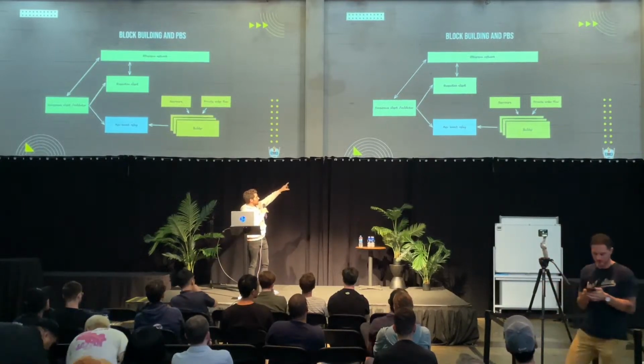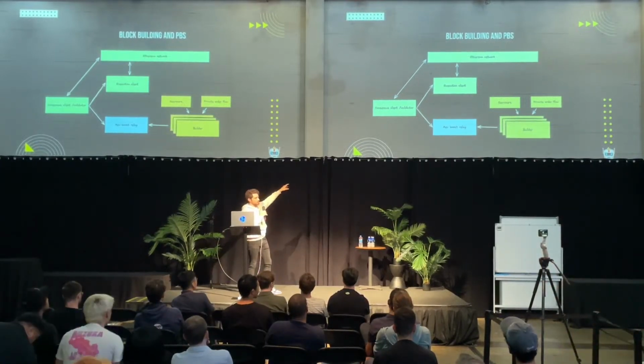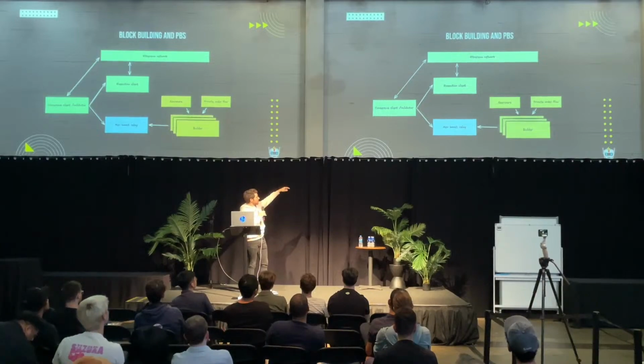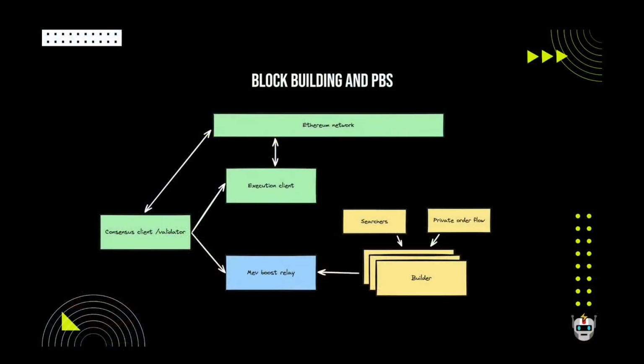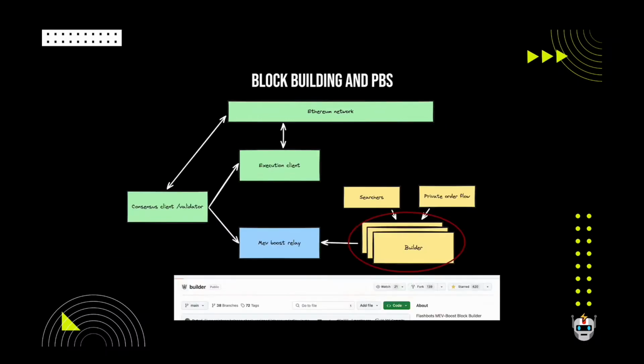So this PBS stack was introduced by Flashbots right after the POS. We initially open sourced the MEV boost relay implementation, and then we also open sourced the block builder implementation. This was a fork of Go Ethereum with a more complex merging algorithm, and also all the bindings required to send bids to the MEV boost relay.